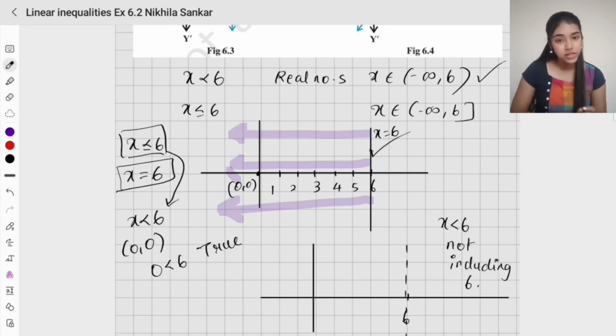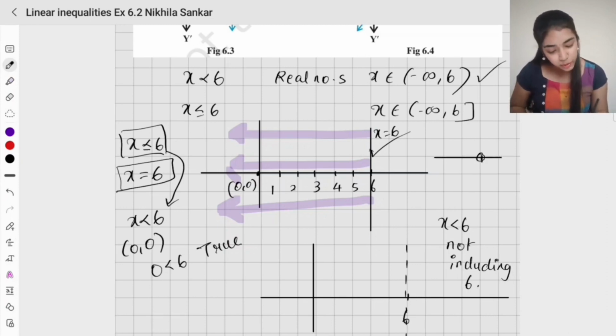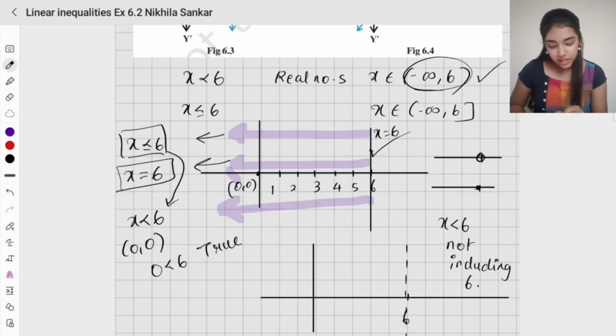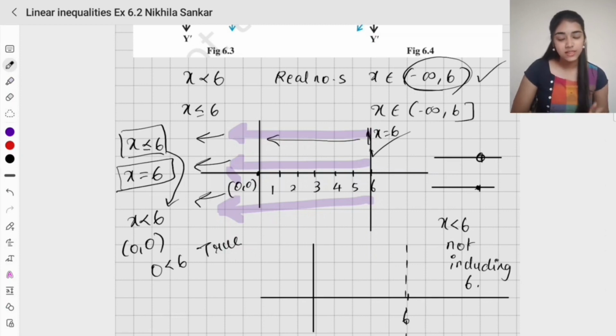Okay, not including 6. How did we draw it on a number line? If the number 1 is not included, we will put a hollow circle. If the number 1 is included, then what will we do? We'll put a shaded circle. Correct? This is the way of representing if it is included or not included. Now how are we going to draw the region? It goes from minus infinity to 6. So on this side is minus infinity. This is going to minus infinity from 6. Okay, so this is how you shade your region.